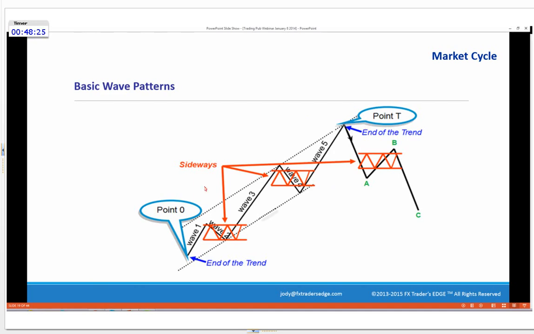One way to target the end of wave 5 is to measure wave 1 and look for the same distance as wave 1. We call that equality with wave 1. One way to target the end of wave 3 is the most common ratio, the most common projection, 1.618 times wave 1. 161.8% times wave 1. That's typical.